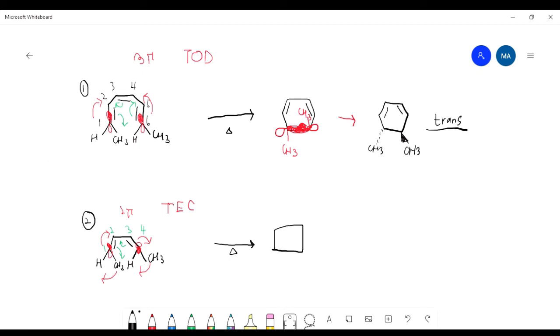Okay, this is the new bond. And now both of the CH3 are going in the same direction. So we can draw it like this. Both are in front. So we will get a cis product for this reaction.